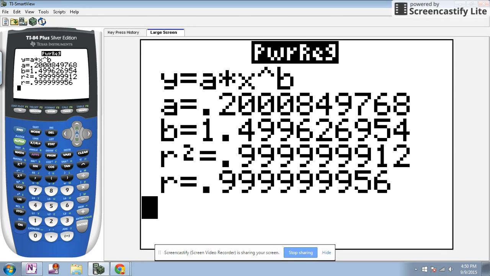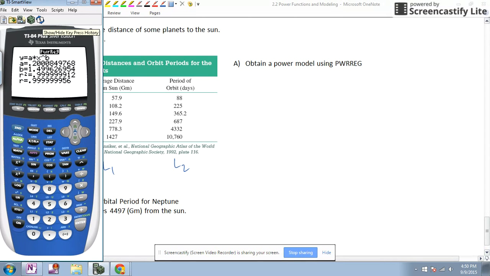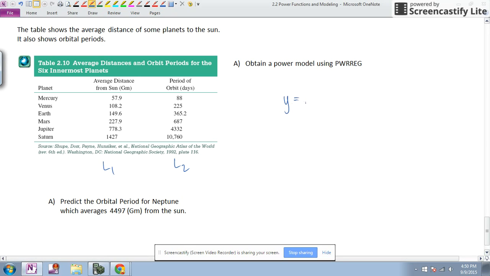So now I'm going to try to transfer this over to my paper. What is that? Let's call it 0.2 x to the 1.5 power. So y equals 0.2 x to the 1.5 power. That is our power regression. So depending on x, how far away you are from the sun, I can tell you how many days it will take for you to orbit the sun. Beautiful, right? That's our power regression.